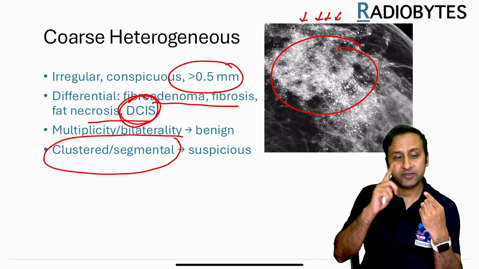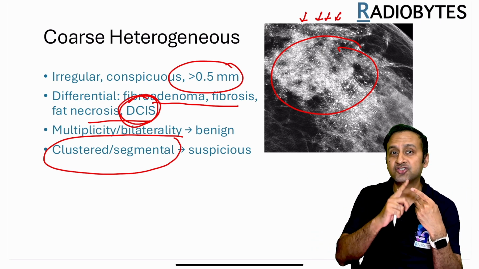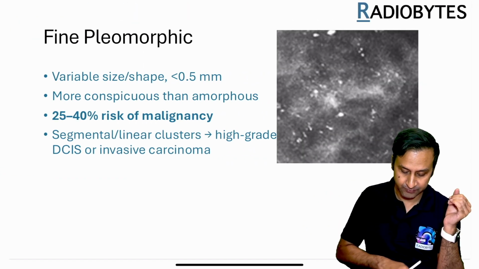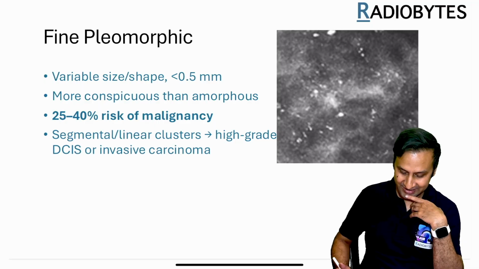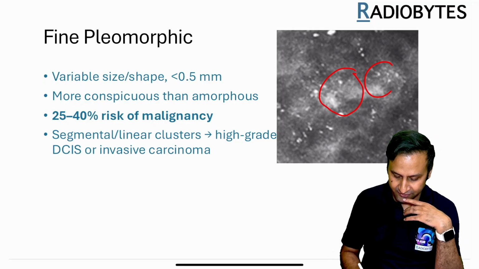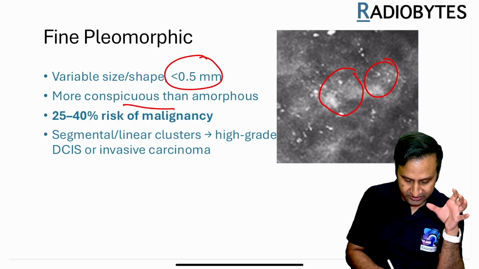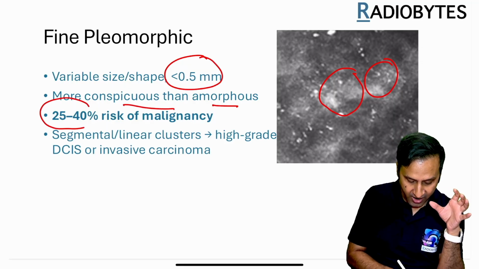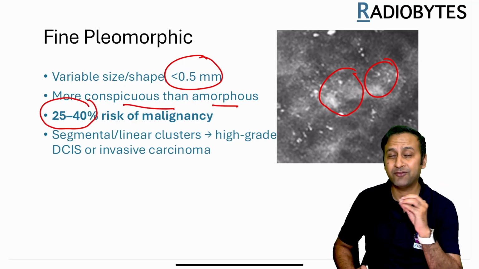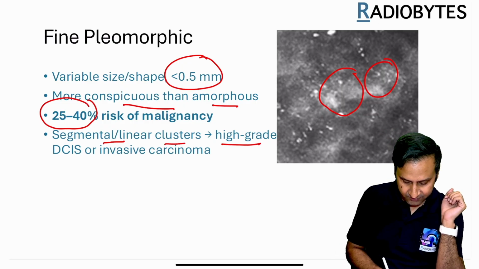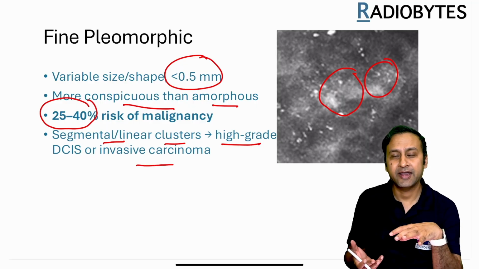So the first thing that we're going to look at in a calcification is its distribution and then its morphology. This is how I taught you this particular session. Then next, fine pleomorphic. These calcifications exhibit different forms but are typically less than 0.5 mm. They are more conspicuous than amorphous calcifications and they have a higher risk of malignancy, typically 25 to 40%. When they're present in segmental or linear clusters, something we've already talked about, they have a very high risk of malignancy or DCIS.